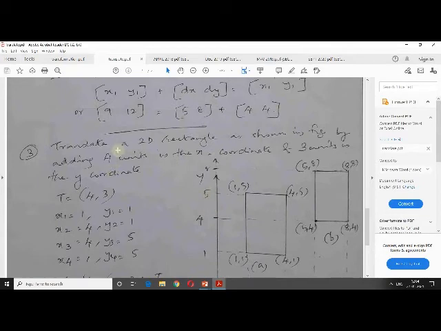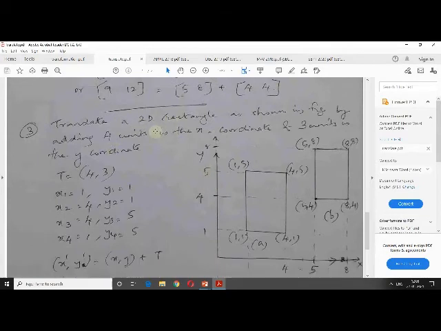Next, translating a closed figure, a two dimensional rectangle, by adding 4 units in the x coordinate and 3 units in the y coordinate. So we are given the rectangle coordinates (1, 1), (4, 1), (4, 5), (1, 5). So we can write the coordinates x1 is equal to 1, y1 is equal to 1, x2, y2, x3, y3, x4, y4. And the translation is 4 units in the x axis and 3 units in the y axis. So you can represent it as T is equal to (4, 3) as the translation matrix.